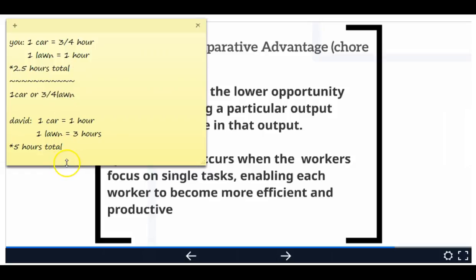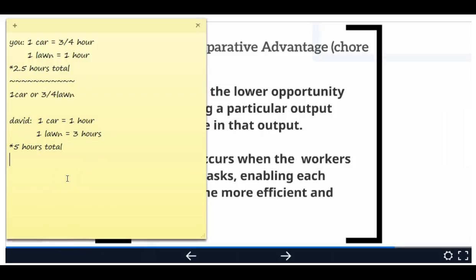This is going to have to get a little bit longer. Break this a little bit. David, in the hour it takes David to wash a car, he could instead mow 1/3 of the lawn.